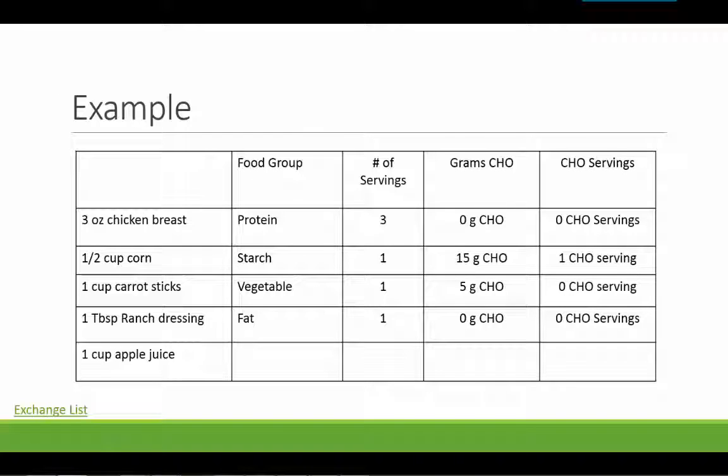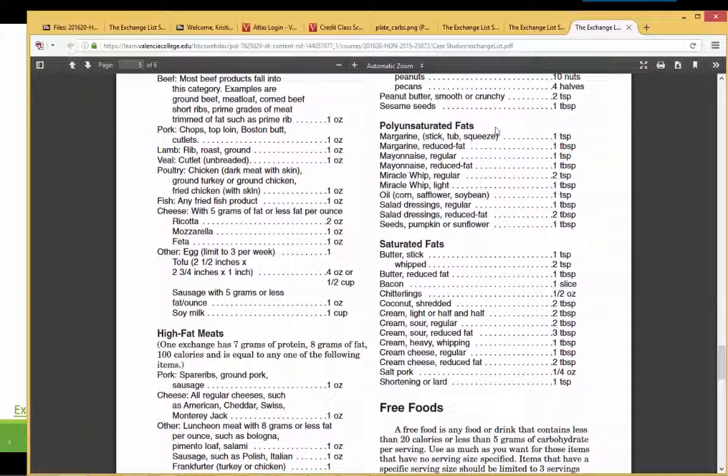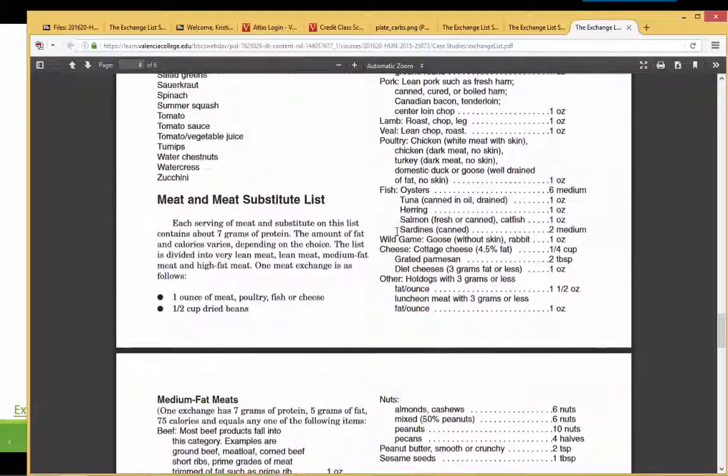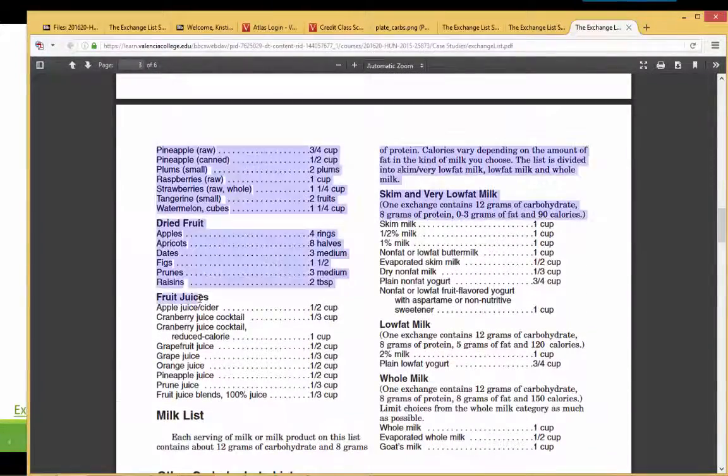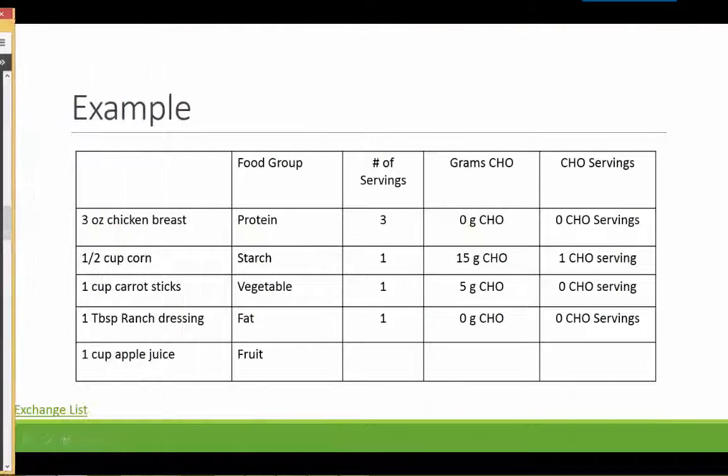Our last one that we want to look at is 1 cup of apple juice. Well, apple juice is a fruit, at least as long as it's 100% real juice. We go back to the exchange list, to the fruit group, and we look under juices here, and we see apple juice at the top of the list under fruit juices, and it says 1/2 cup is a serving of fruit juice, a serving of fruit.